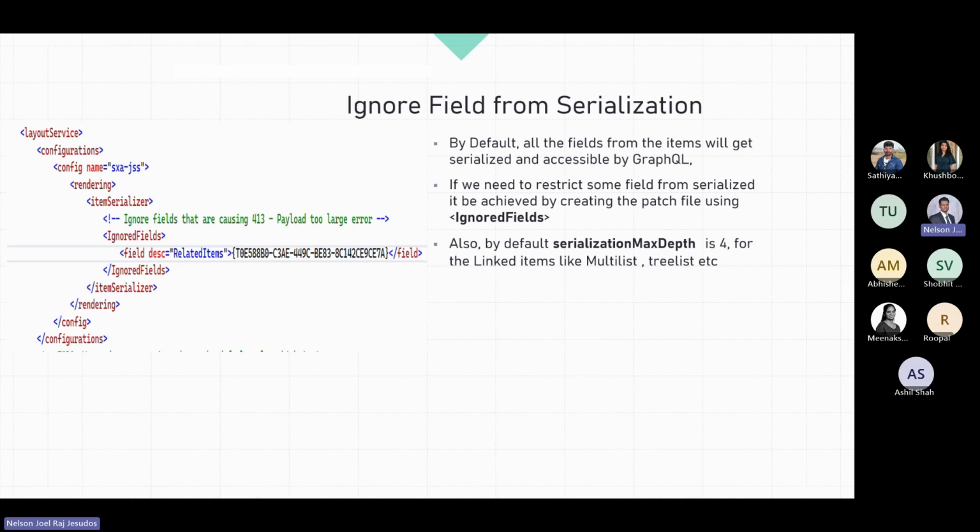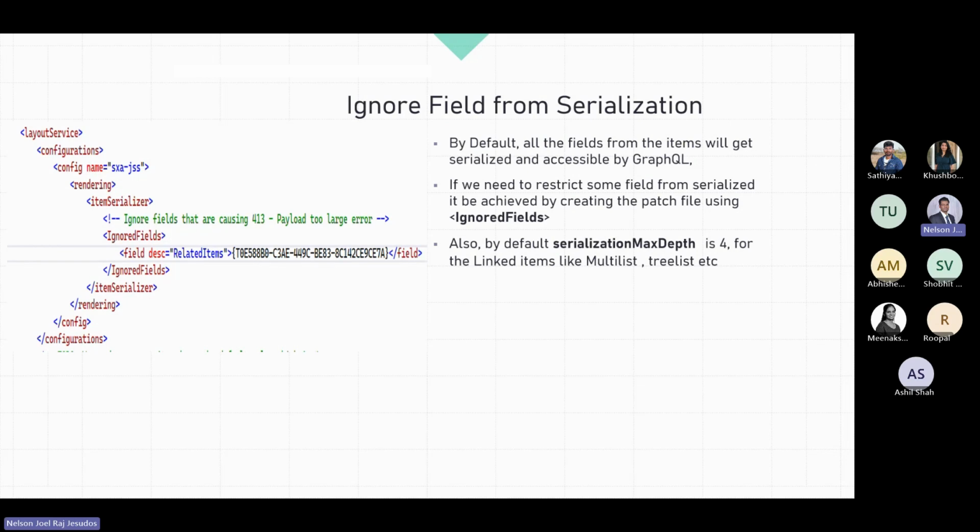Once you ignore the field in layout service, you're not able to query it in GraphQL using Edge or Preview anywhere. You can't query that one because it's already ignored in the configuration itself. So you can't see the data in layout service, and you can't query the data in any Edge environment.